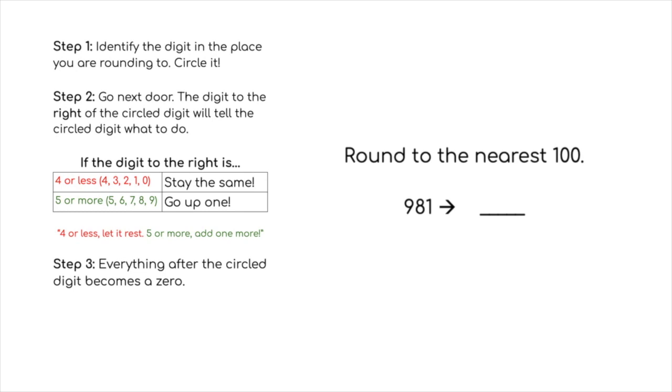Let's practice rounding to the nearest 100 again. We have the number 981, and we will circle the digit in the hundreds place. Ones, tens, hundreds would be the 9. We look next door to the right and we see an 8. When we look at our rounding rules, the 8 would be 5 or more, so it tells the circle digit to go up 1. The circle digit is a 9, so this is a little tricky. The 9 becomes a 10. The 2 digits after the circle digit, the 8, will become a 0, and the 1 will become a 0. So 981 rounded to the nearest 100 would be 1,000.